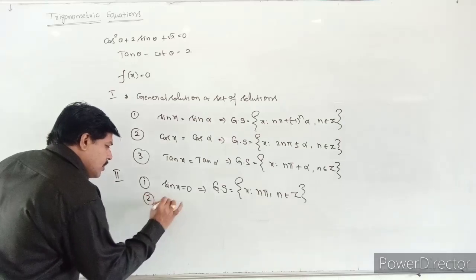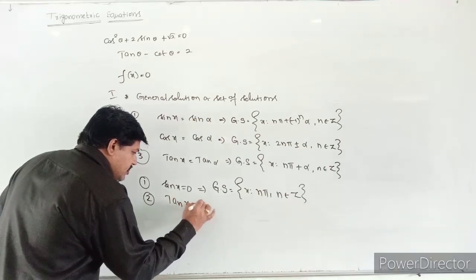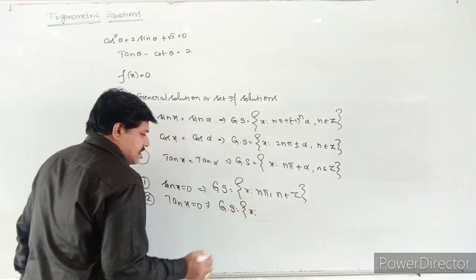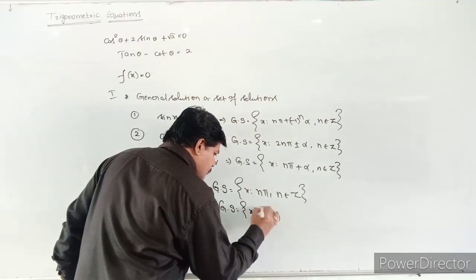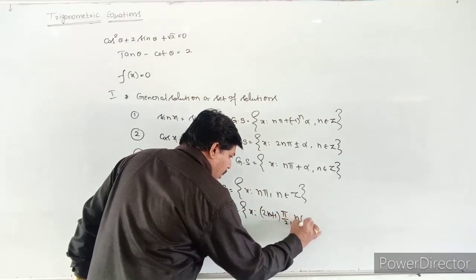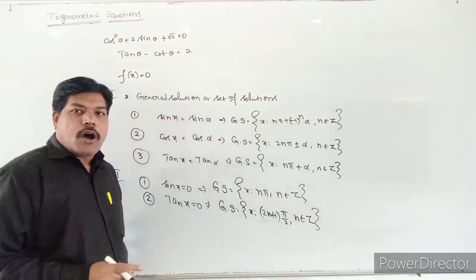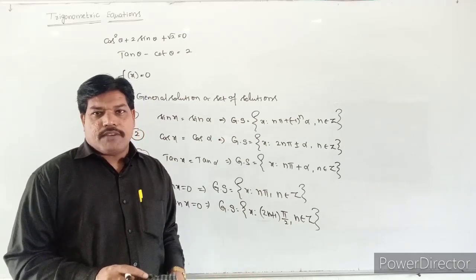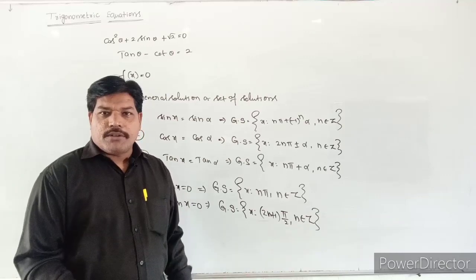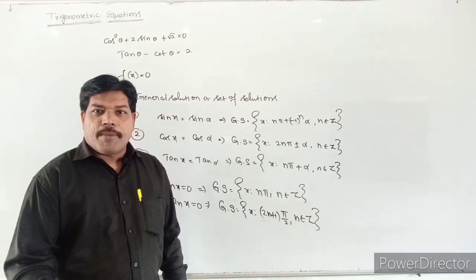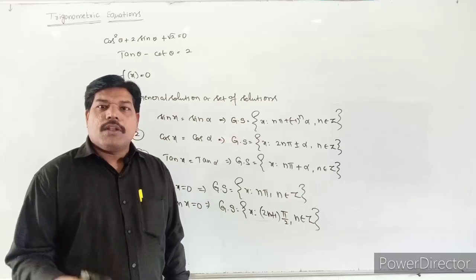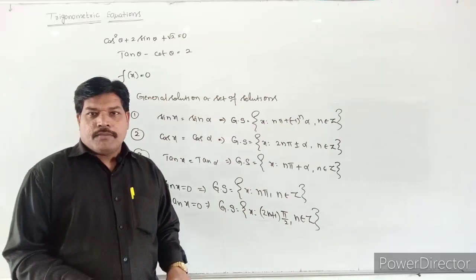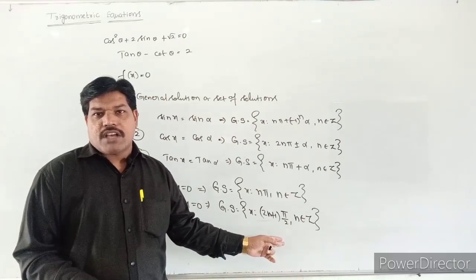And also see this one, cos x is equal to 0. That implies the general solution is x such that x = (2n + 1)π/2, n belongs to Z, for all odd multiples of π/2. For example, π/2, 3π/2, 5π/2, 7π/2, 9π/2, 11π/2, all these values. For all these values, the cos x value will become 0 only. Are you understanding that? All these are the solutions.